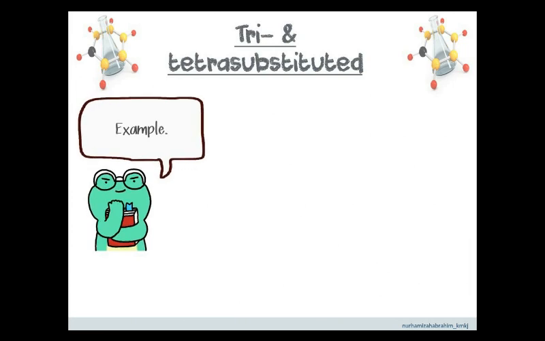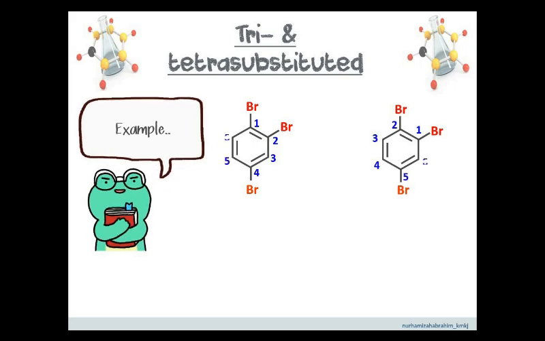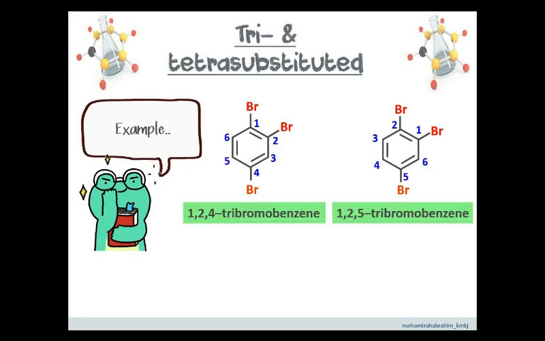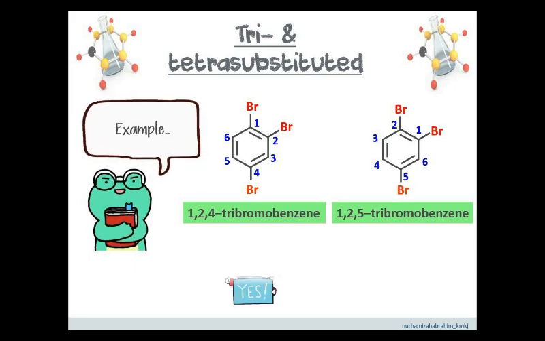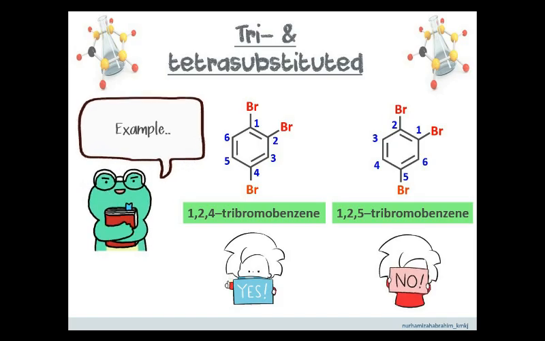Example: in this structure, there are 3 identical bromine atoms as substituents. To name it, we must give the substituents the lowest possible numbers. Therefore, the correct name for this structure is 1,2,4-tribromobenzene, not 1,2,5-tribromobenzene.